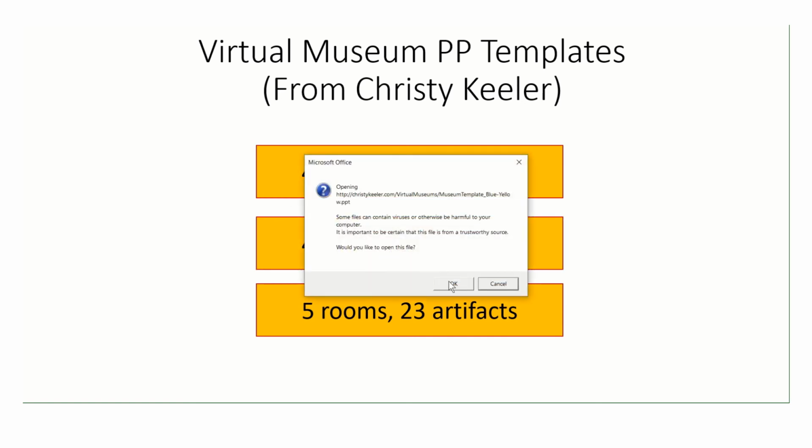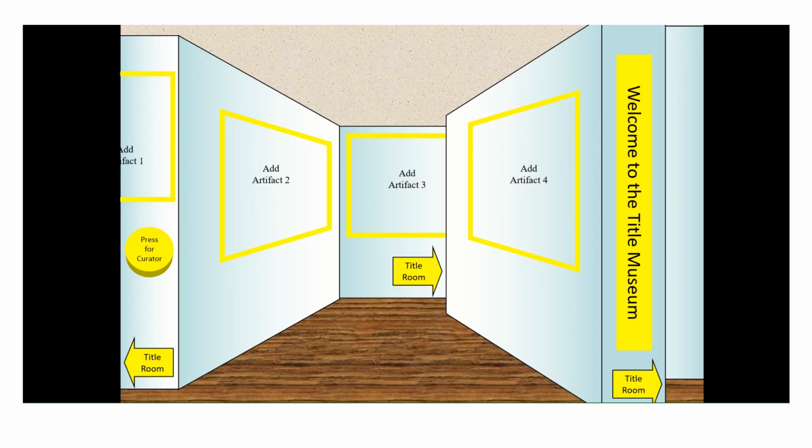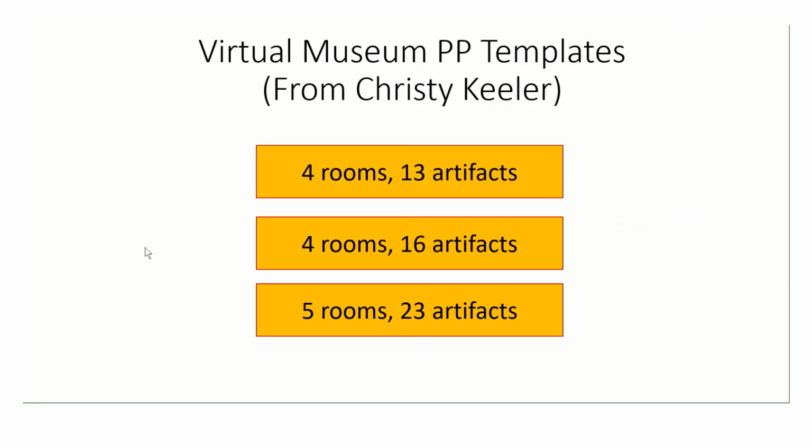Let's look at 4 rooms with 16 artifacts. I'm downloading it now. Notice a whole different feel. So we have various artifacts, and you can see our trapezoids and so on. We can go into different rooms right here. So it's a whole different feel to this one. Press for the curator, or in other words, the author of this.